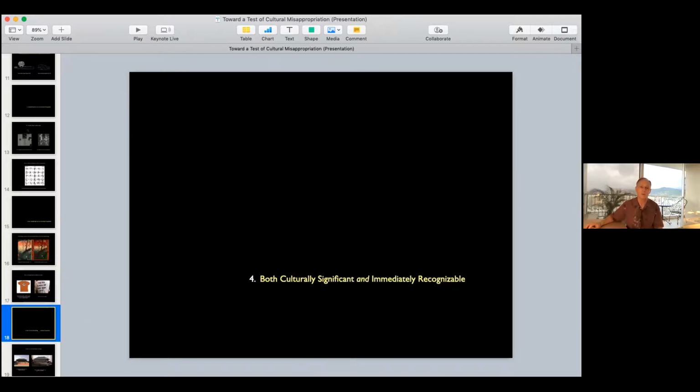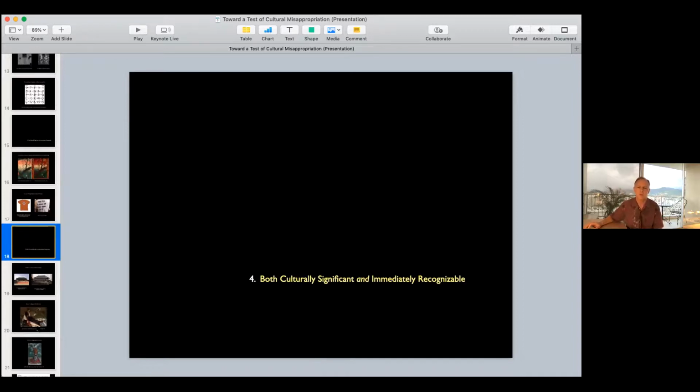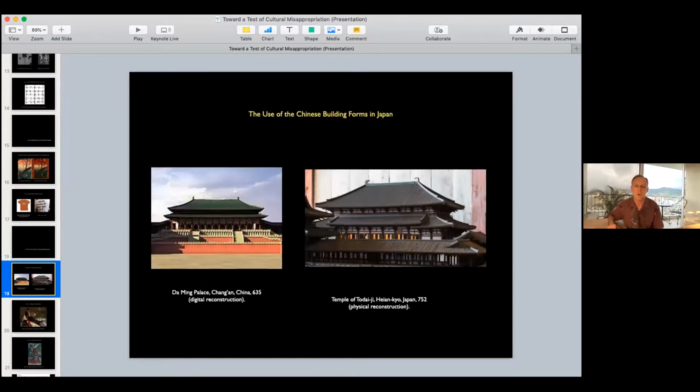Recognizable but not significant. And then lastly, the category that I think does reach the level of cultural misappropriation, where a form was significant in its original culture, and it's still instantly recognizable by most members of that culture in its new foreign context. So, for example, the famous Todaiji, the temple in Nara in Japan, was based on the palace, the imperial palace, not a temple, in Chang'an. Now, I don't know how many contemporary Chinese would recognize it, but Chinese in the 700s who went to Japan, and there weren't many, a few Buddhist priests perhaps, would have instantly recognized that, right? This was a very well-known building, right?